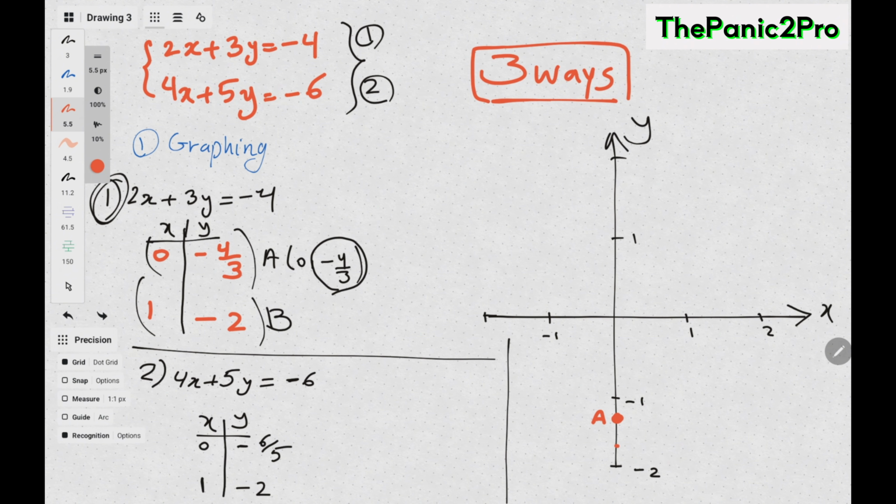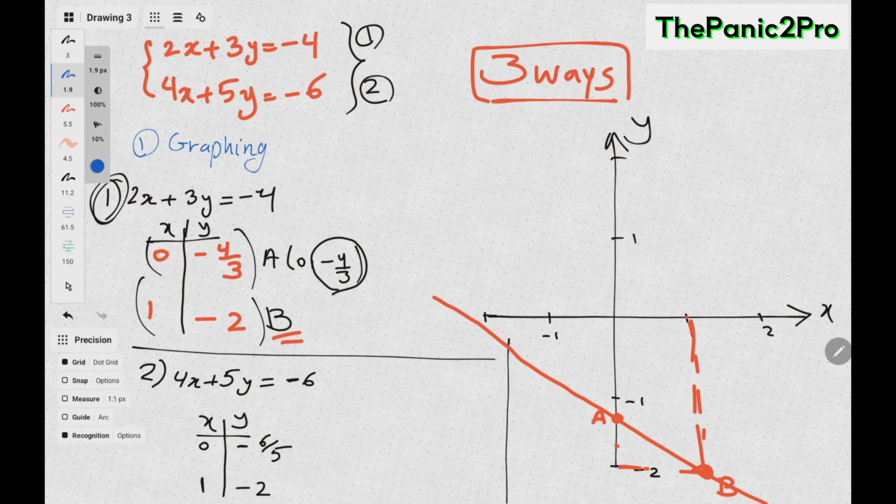That's point A. For point B, I have 1 and minus 2. 1 and minus 2, here. This is point B, right? And then I have to plot a line from A to B. This is my first equation, right?